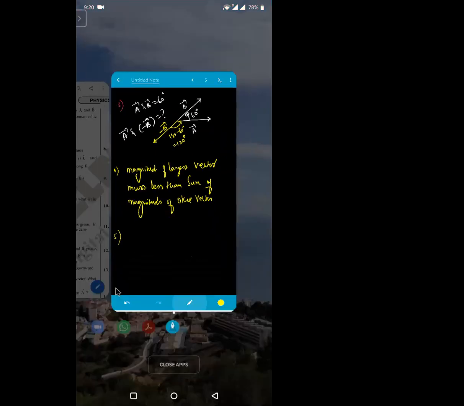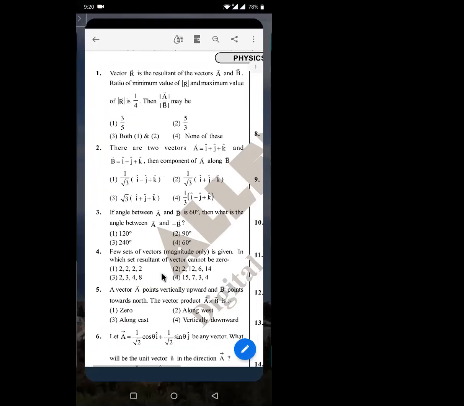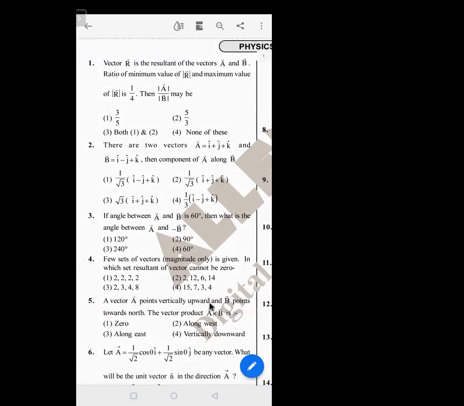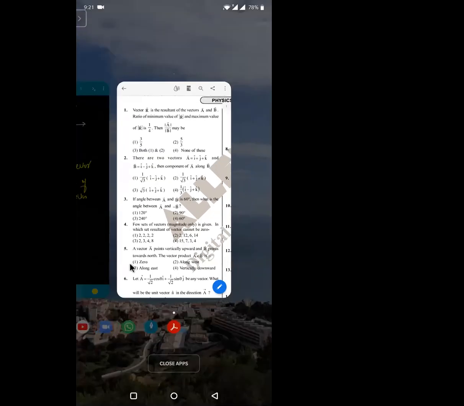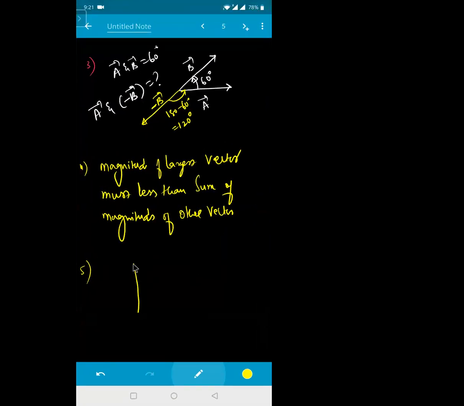Chalo, question number 5. Make it faster, beta. Vector A bar points vertically upwards and B bar points towards the north. The vector product A bar cross B bar will be equal to how much? Let us try to draw the vectors for this one. This is the vector A bar, and you know that one.